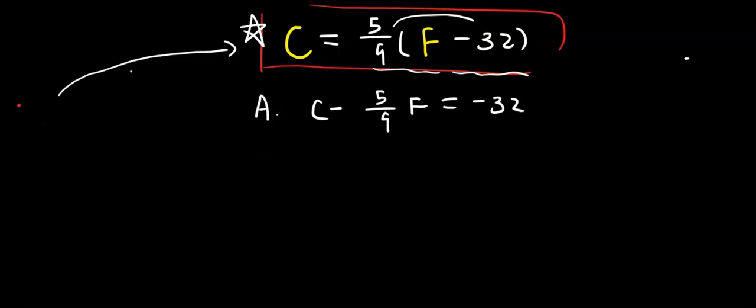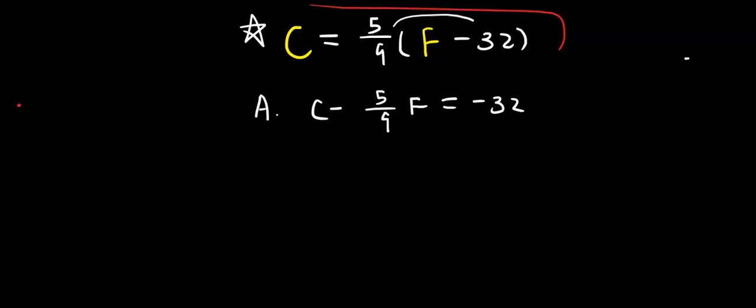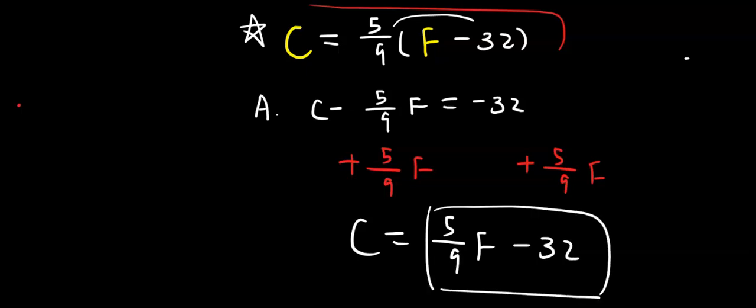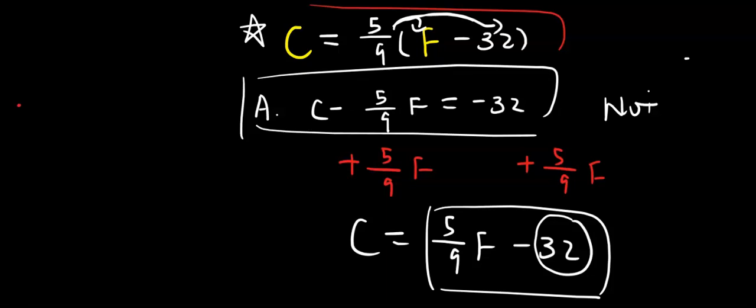If you are still here and still patient with this math process, let us look at why A is incorrect. If I add to each side, I will have this. What is wrong with this part? Oh, when you distribute to the F, you have 5 over 9 times F, but you forgot to distribute it to 32, so you did not have 32 times 5 over 9. Therefore, A is not equivalent to the original formula.